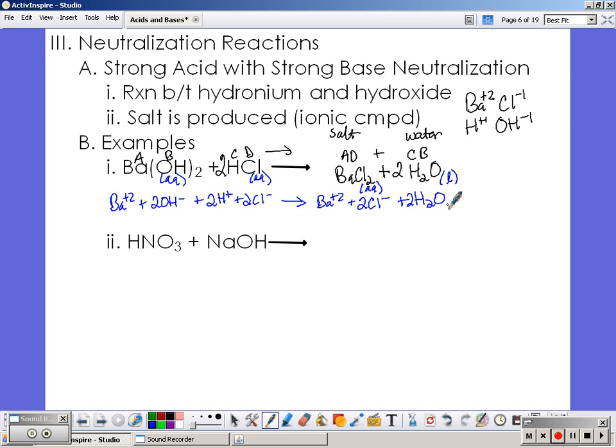So what are my spectators? What is identical on both sides? Ba plus 2 and Cl minus. So my net ionic reaction would be 2 OH minus plus 2 H plus goes to 2 H2O. Now notice that the coefficients are all 2. So I can actually reduce my coefficients and just change it into OH minus plus H plus yields H2O. My spectators, or the things that I've deleted, would be barium plus 2 and chlorine minus 1.